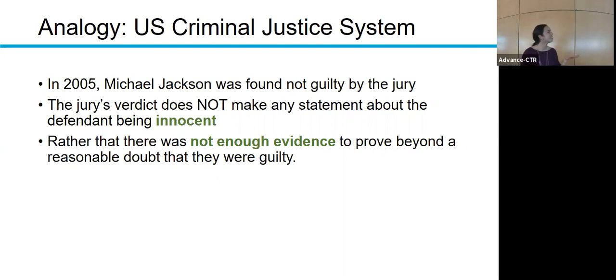Okay, so the analogy is the US criminal justice system. In 2005, in a very high profile case, they found that Michael Jackson was not guilty. That's what the jury decided. Notice that the jury saying he was found not guilty isn't actually saying anything about his innocence. It's making a statement about the amount of evidence to prove his guilt. So what the jury is saying is not that Michael Jackson is innocent. They're saying there's not enough evidence for us to prove beyond a reasonable doubt that he's guilty. Even though that's a very slight distinction, it's an important one.